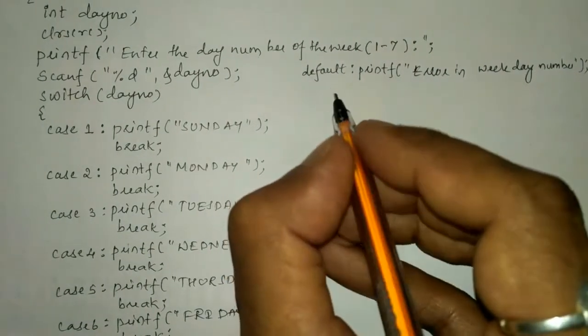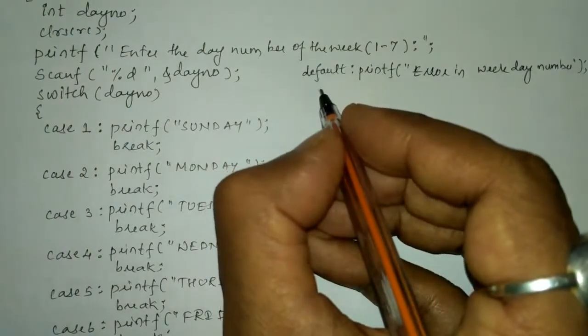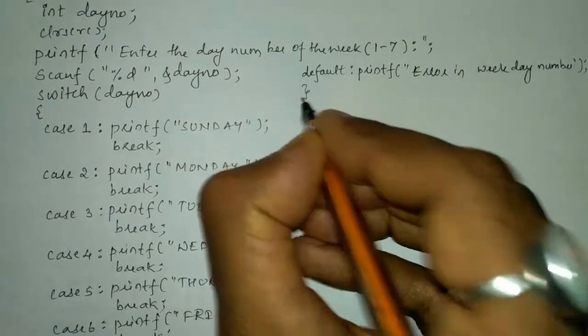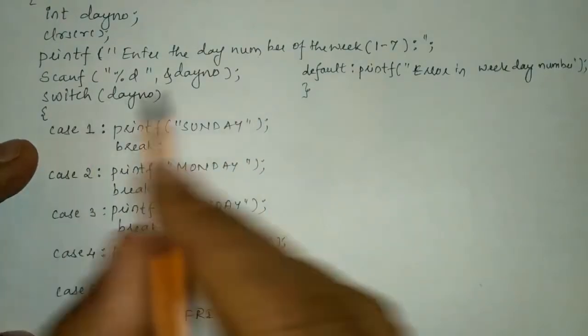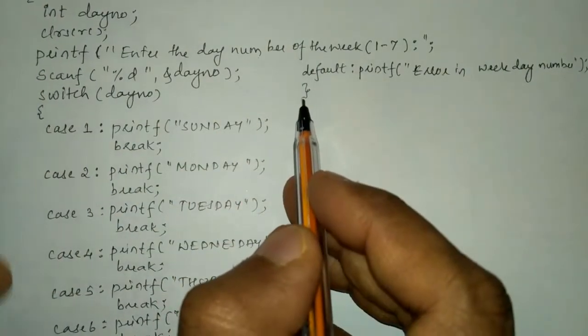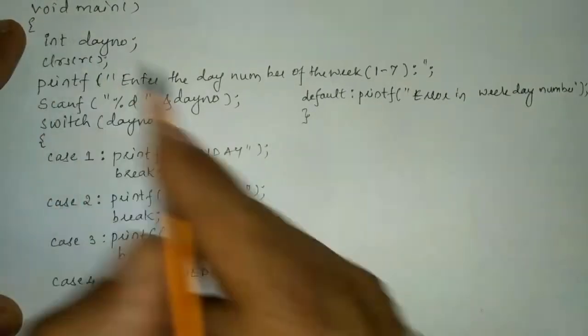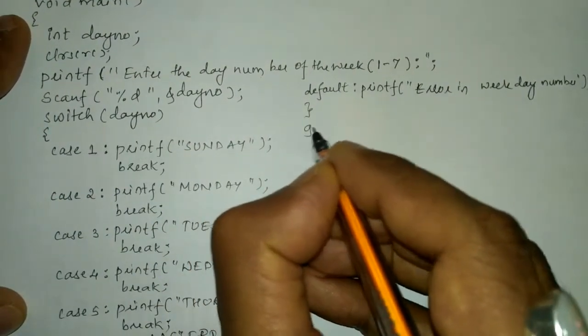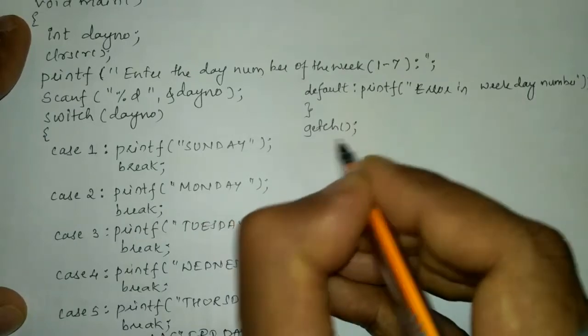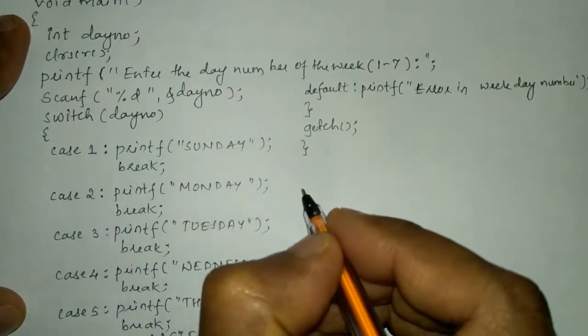Now we are going to close this switch statement. For this opening, we have to make a closing of these curly braces, and here for void main we have to close one more. Before that, we have to write getch and then the closing curly brace.